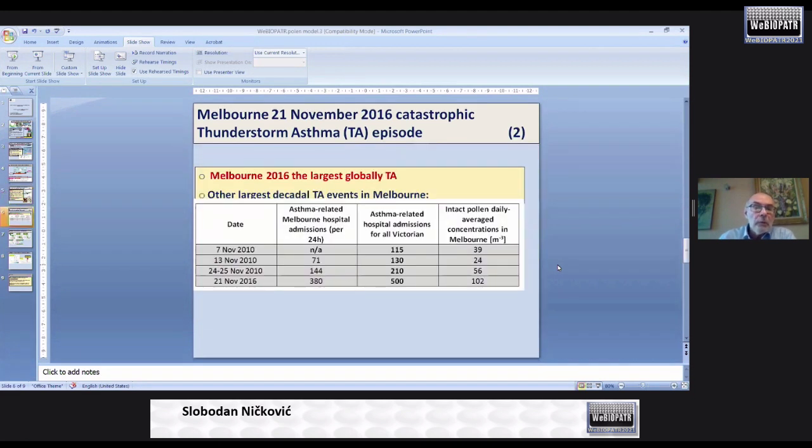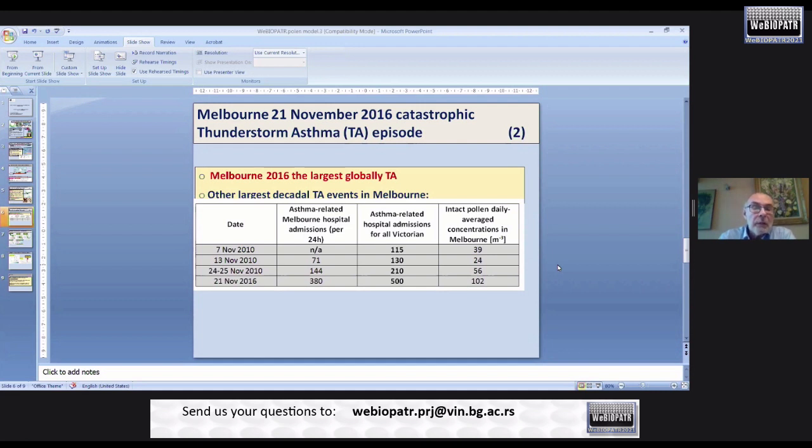I have to mention that Melbourne is anyway one of the places most exposed to grass pollen, with relatively frequent thunderstorm asthma cases. Of course, it happened from time to time.